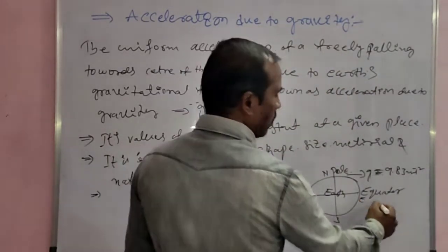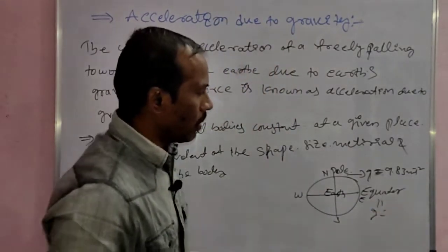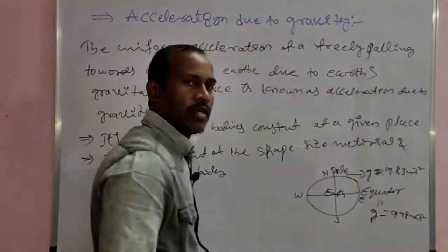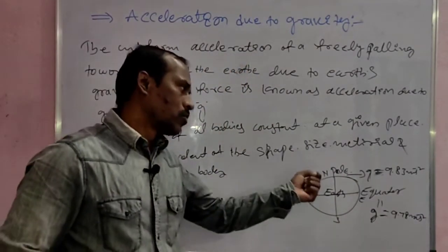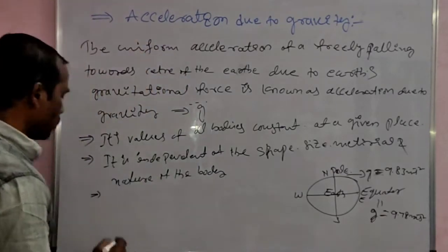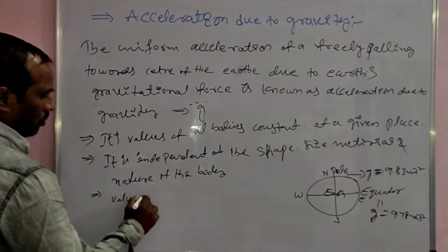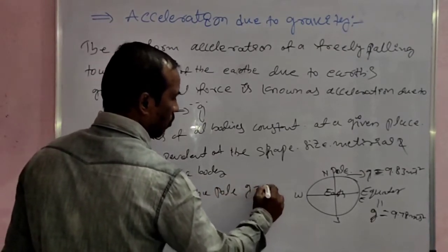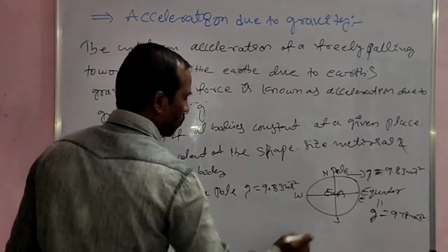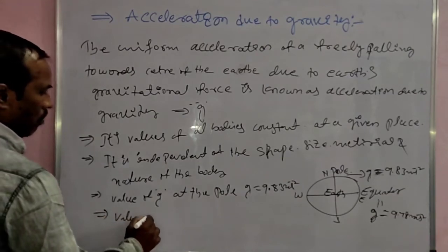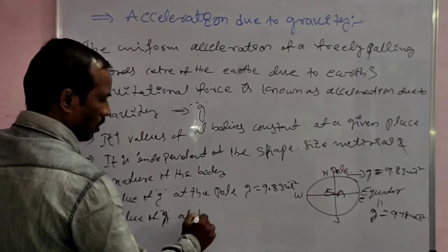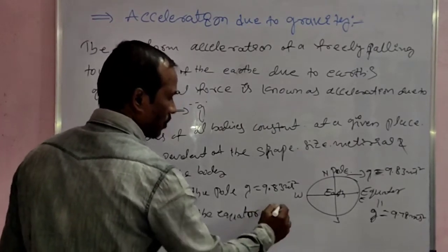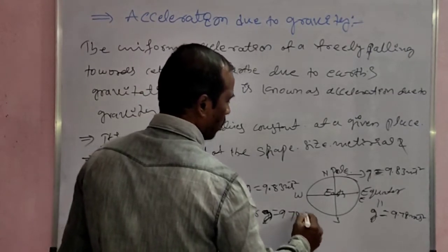At the equator, the value of g is 9.78 meter per second square. So the average value of small g on the earth is 9.8. To summarize: the value of g at the pole is 9.83 meter per second square, and the value of g at the equator is 9.78 meter per second square.